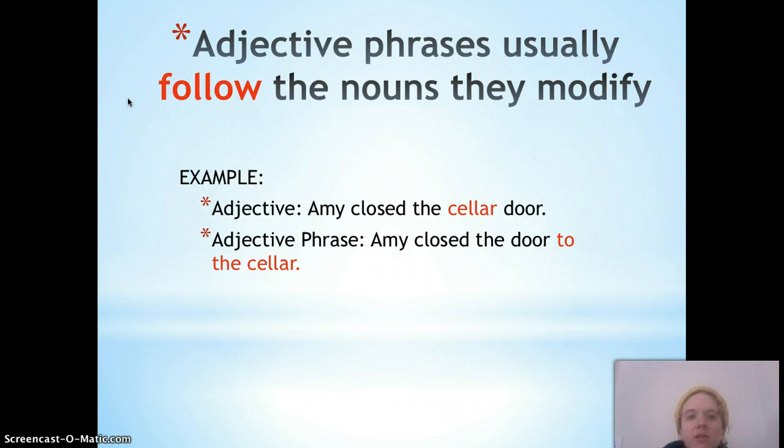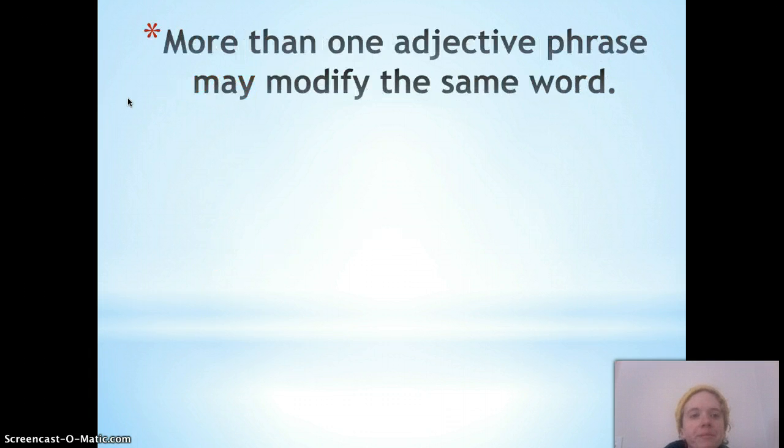In the second sentence, same meaning, using an adjective phrase. Amy closed the door to the cellar. To the cellar is modifying door, and you'll notice that in the adjective phrase, it comes after the thing it modifies, not before.